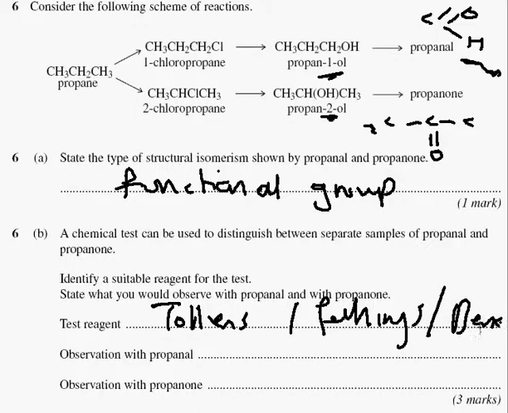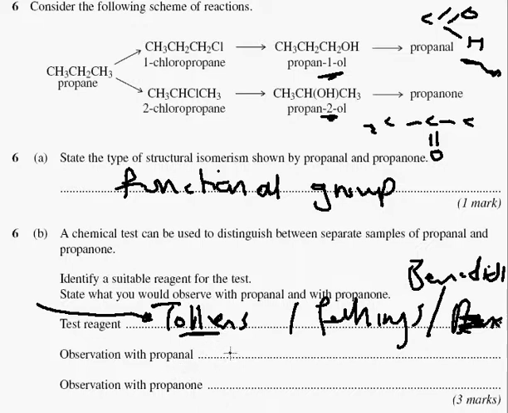Oh god, that's going to come off screen. Let's cross that out. That's Benedict's. But you can have either one of those three. Personally, I prefer Tollens because it uses ammoniacal silver nitrate. I just use that while studying, so it's one thing that sticks in my head.